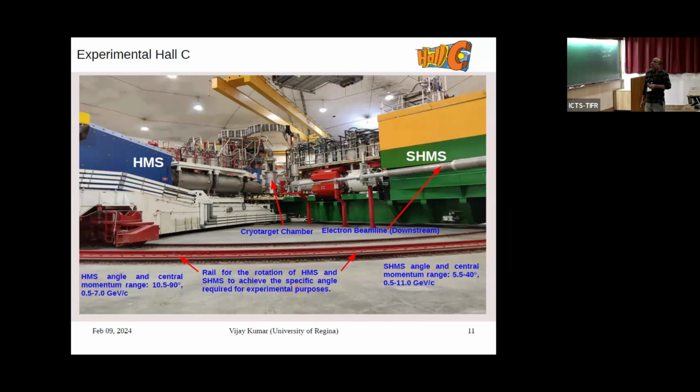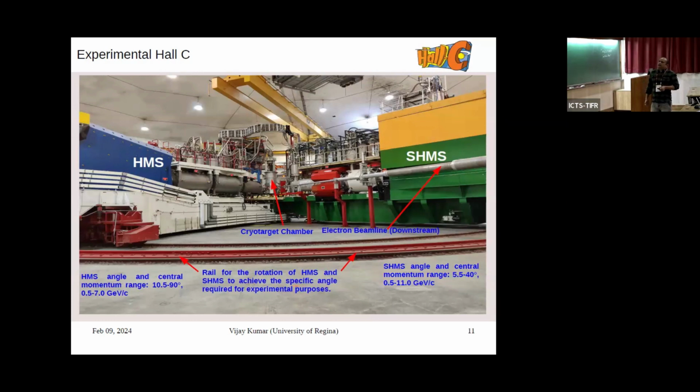Hall C has two highly sophisticated magnetic spectrometers called HMS and SHMS. HMS stands for High Momentum Spectrometer, and SHMS, Super High Momentum Spectrometer. These are magnets called quadrupole, and this is dipole. Same thing here, the quadrupole, and the detector hut of the SHMS. This picture does not have the detector hut for HMS. Here is the track where both spectrometers can rotate for particular experimental settings.